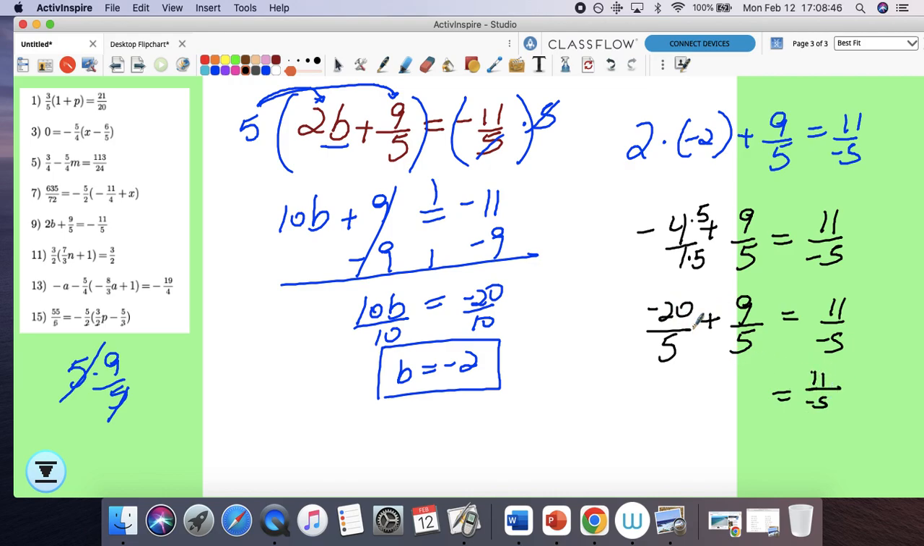And then negative 20 over 5 plus 9 over 5. Well, it's addition of fractions, so we keep the base. And then negative 20 plus 9 is negative 11. Okay. Notice that I put the minus.